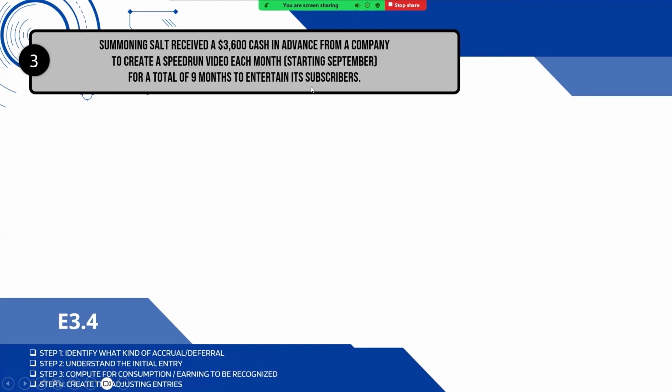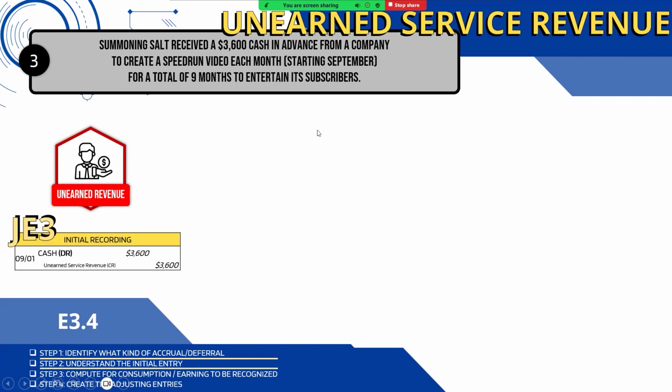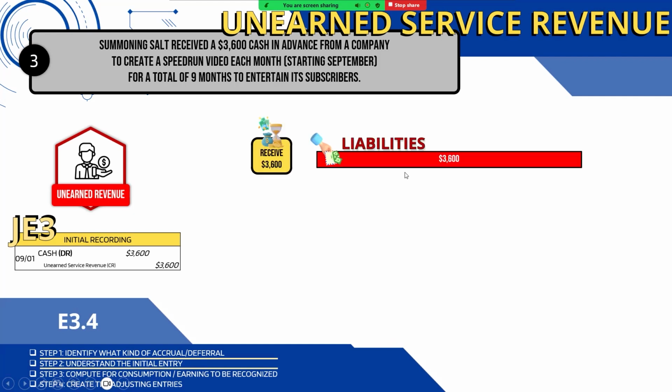Number 3 would be we received 3,600 cash in advance. So basically, that's in total for 9 months to entertain its subscribers, right? So that's unearned revenue, right? So our initial entry would be, yes, we received cash, but then technically, that's a liability called unearned service revenue, a credit of 3,600.